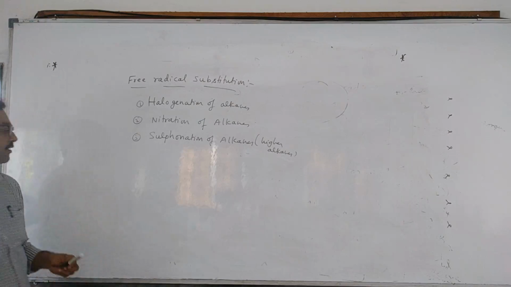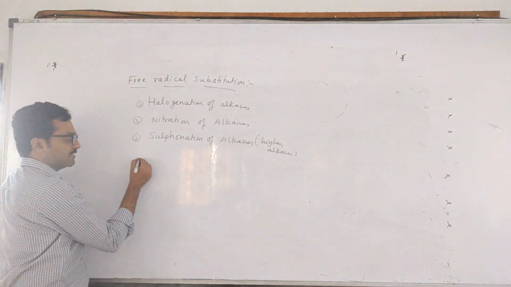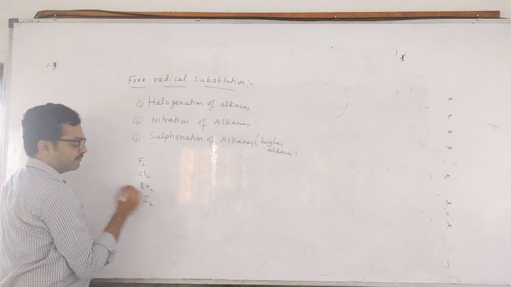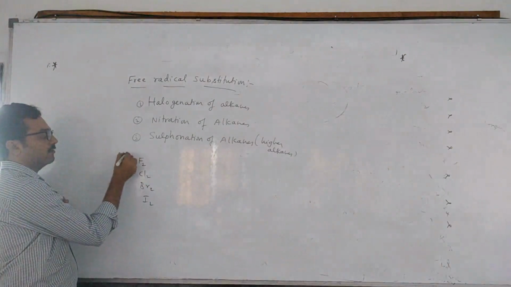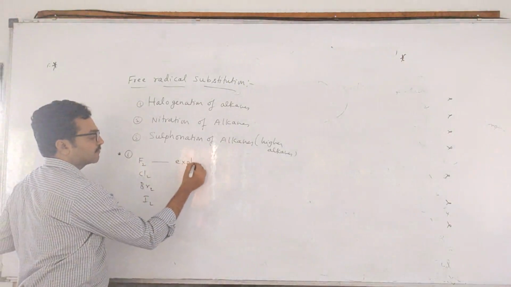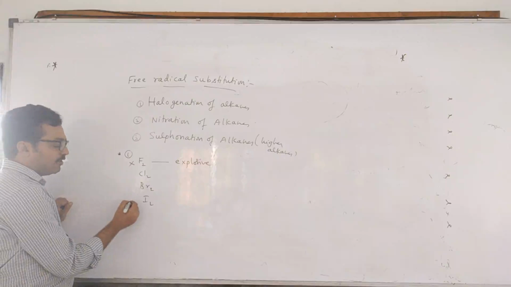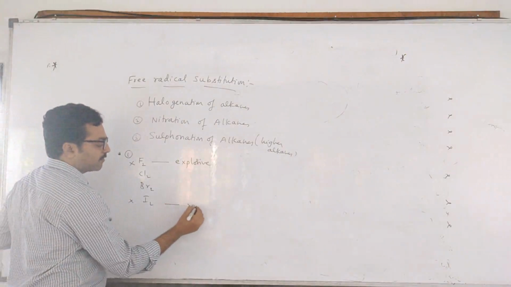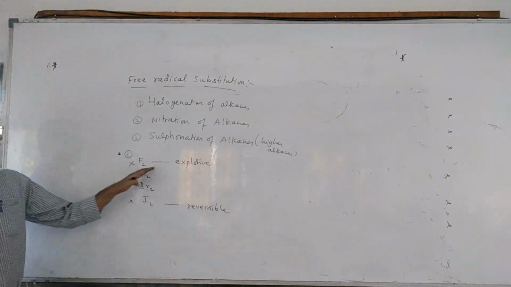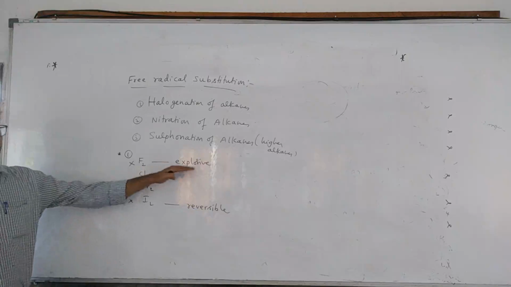Halogenation of alkanes, we will see. Halogenation means we will have chlorination, bromination, iodination, right? This is about halogenation, the first category. In this, fluorination is a highly explosive reaction, so you can't do it in the laboratory. And iodination is reversible. This is the first point you have to remember. Only shortcuts I will go. Among these, fluorination is highly explosive and iodination is reversible.